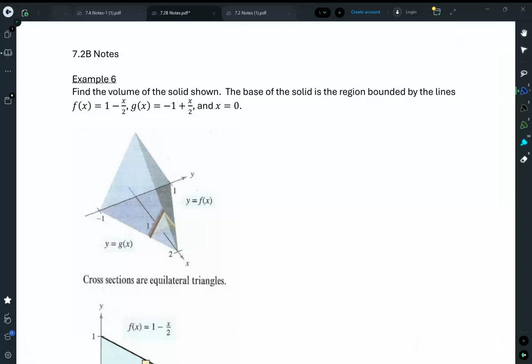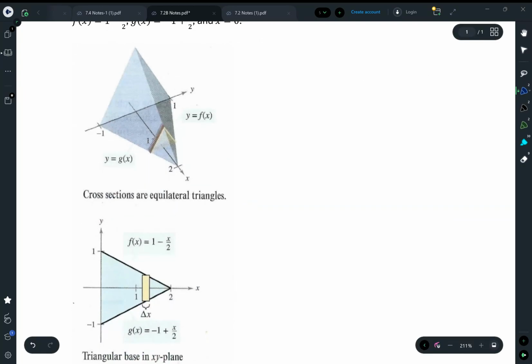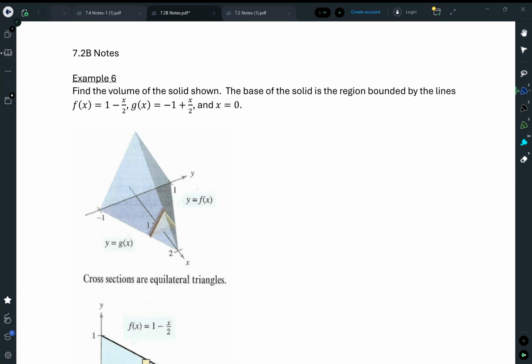Hello class, these are calculus notes for section 7.2, and I've made this into a 7.2b because it was just too much information to do all of the section in one day. So we're looking at example 6. This is directly out of your book, and I did a scan from your book so you could see the whole problem in color.